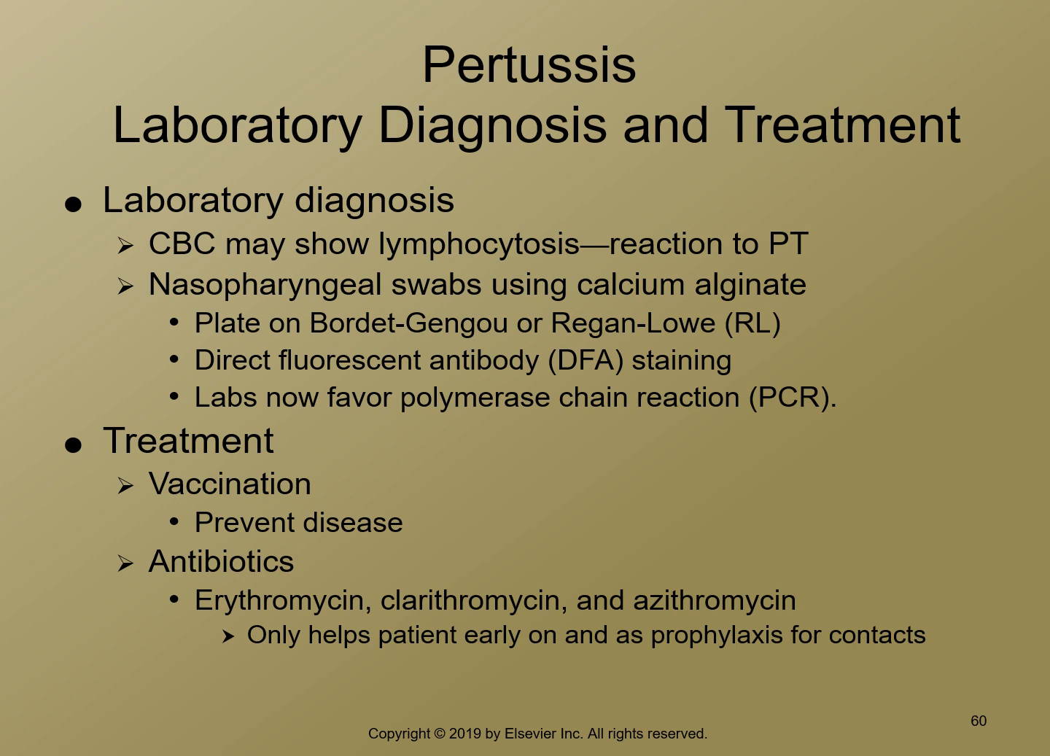The major treatment option for pertussis is vaccination, which helps prevent the disease. For patients that are infected with Bordetella pertussis or other species resulting in this type of infection, antibiotics administered include erythromycin, clarithromycin, and azithromycin. This antibiotic therapy only helps patients early on in infection, and it also serves as a prophylaxis for contacts of the patient. It's important to note that pertussis is a nationally reportable disease, and cases must be reported to local health departments.